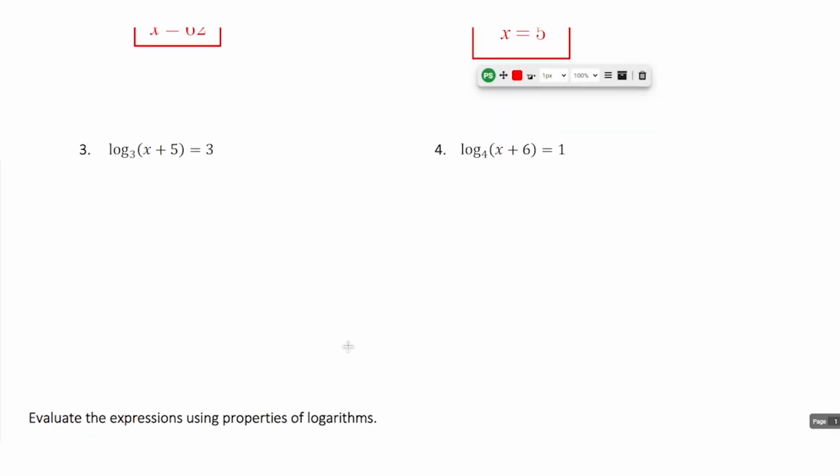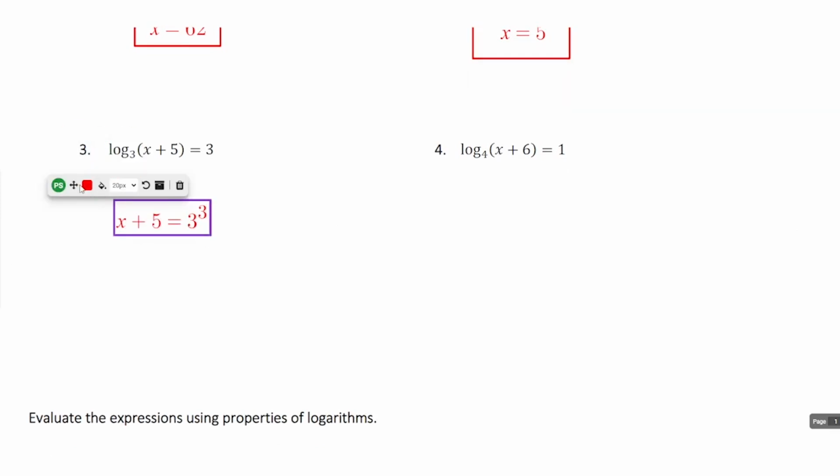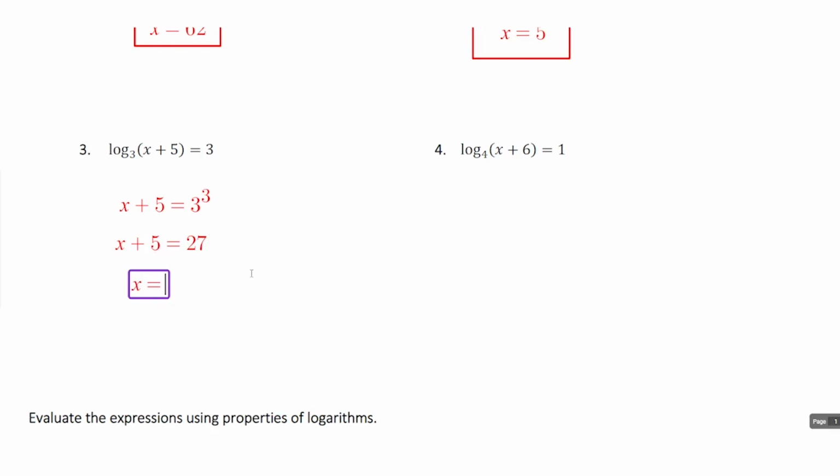For number 3, same basic idea here. 4 will be basically the same too. We get x plus 5 equals 3 cubed. This is going to be 3 times 3 times 3. So you do get a scientific calculator, but you could probably do this just in your head. 3 times 3 would be 9, and then if you multiply one more 3, you get 27. Then I want to subtract 5 from both sides, so I get x equals 22, and that's our solution for number 3.